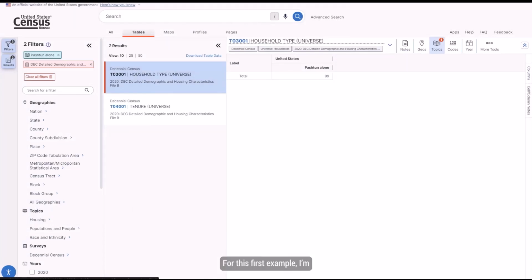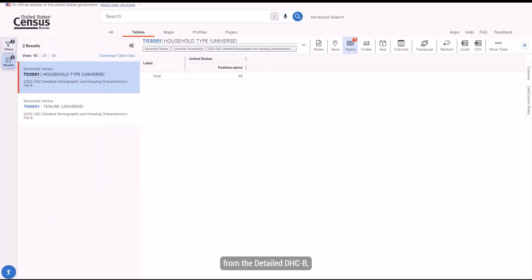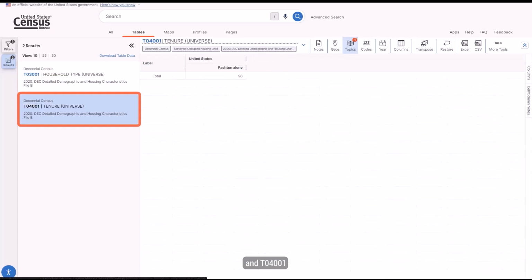For this first example, I'm using the detailed DHC-B data for the Pashtun alone population in the U.S. Based on data from the detailed DHC-A, the total population of this group in the U.S. is less than 400 people. Because it's a small population, when getting data from the detailed DHC-B, I can see that I receive back 2 tables, T03001, which has the total number of households, and T04001, that has the total number of occupied housing units.